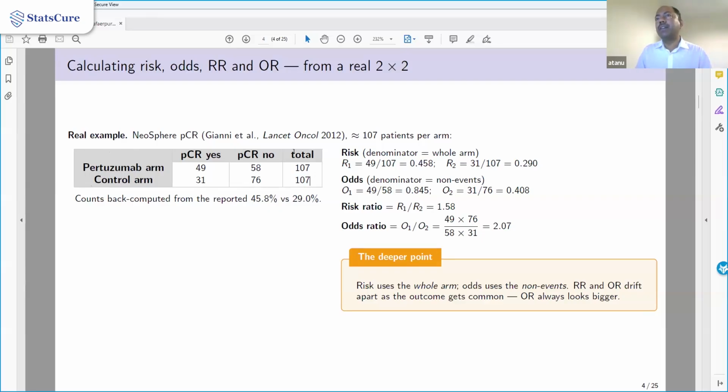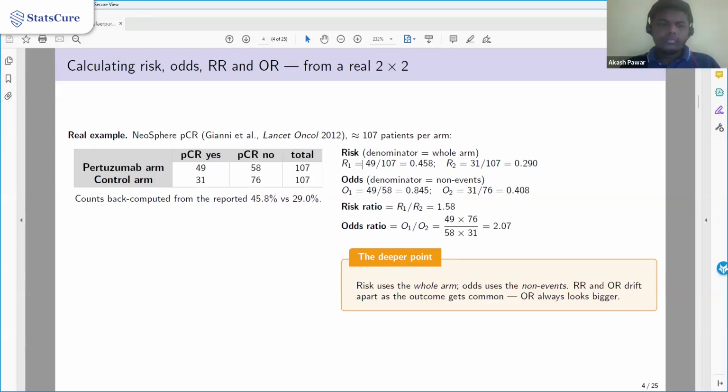Even many of us find it challenging how to calculate or prepare this simple table. It looks quite simple, but you have to have your paper data in such a way that you can make this table. Once you have this table, very easily we can calculate these four terms: risks, odds, risk ratio, and odds ratio. These are the four points we can calculate.